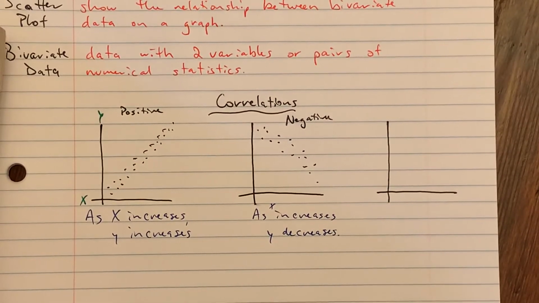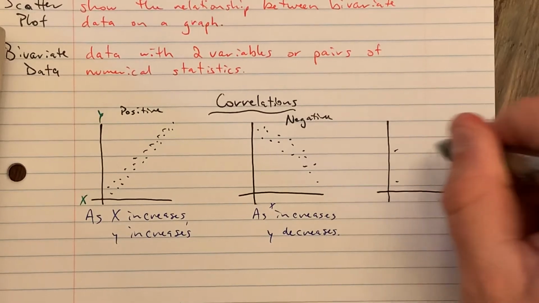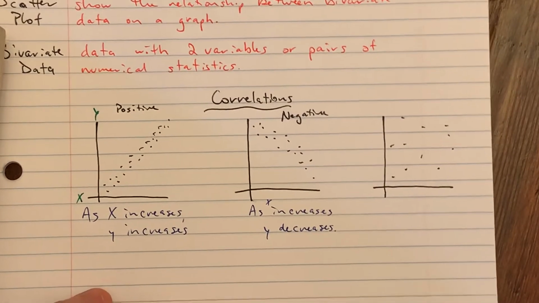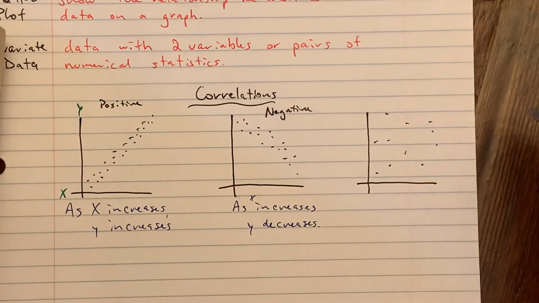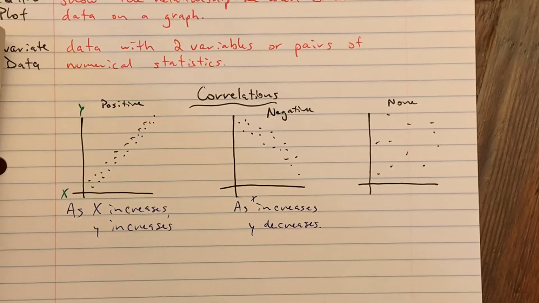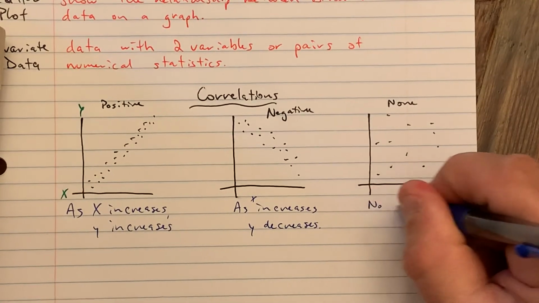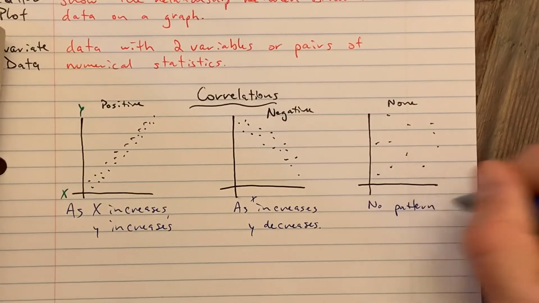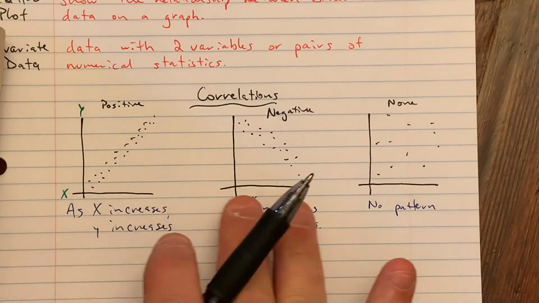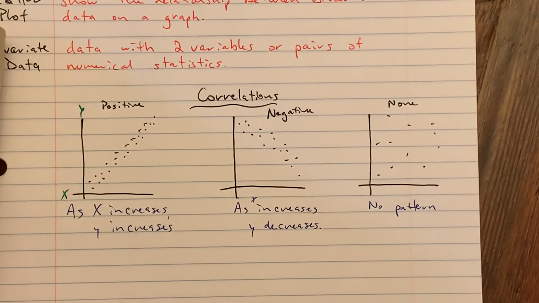And our last one, I got just data all over the place. I can't really learn anything from it. This is what we'd call a no correlation, or none. We don't have a pattern. It just doesn't make any sense. I can't learn anything from the information. It's just data that's all over the place. All right, so those are the three types of correlations that we have.